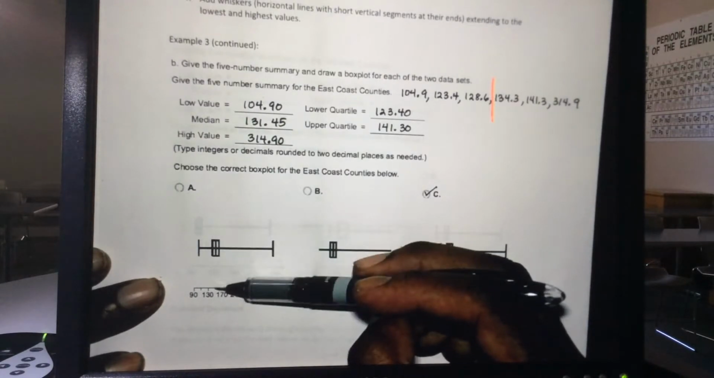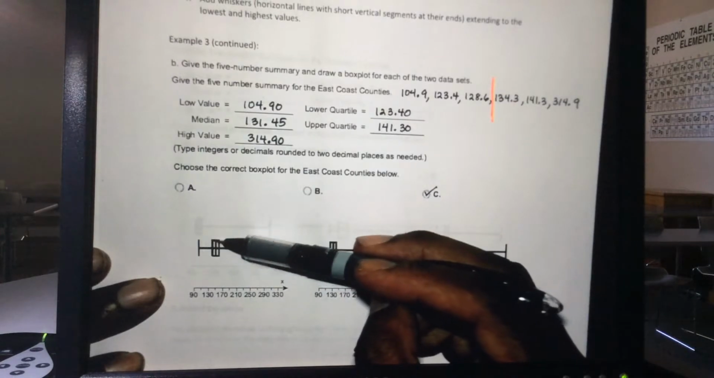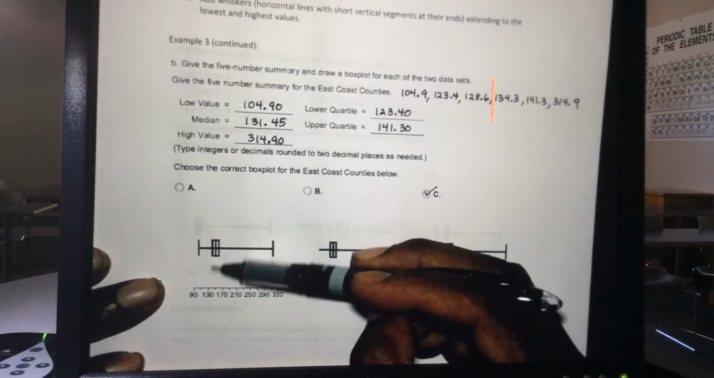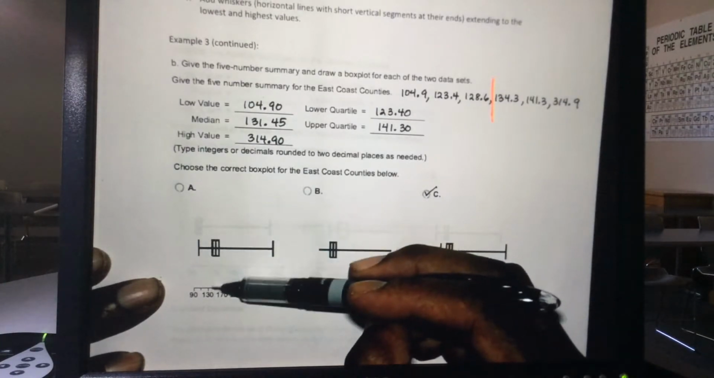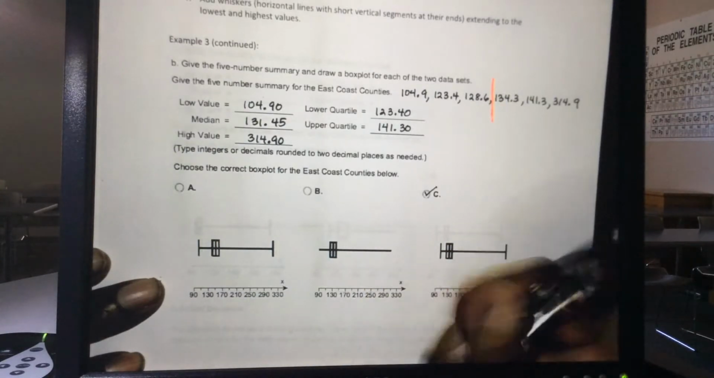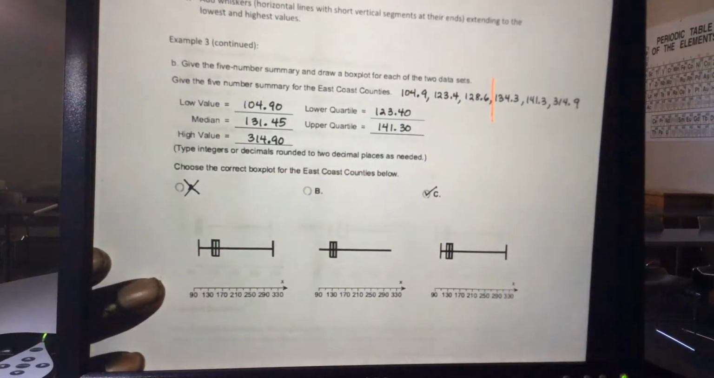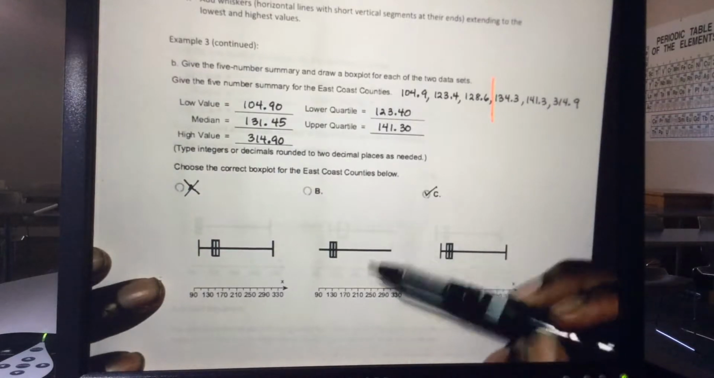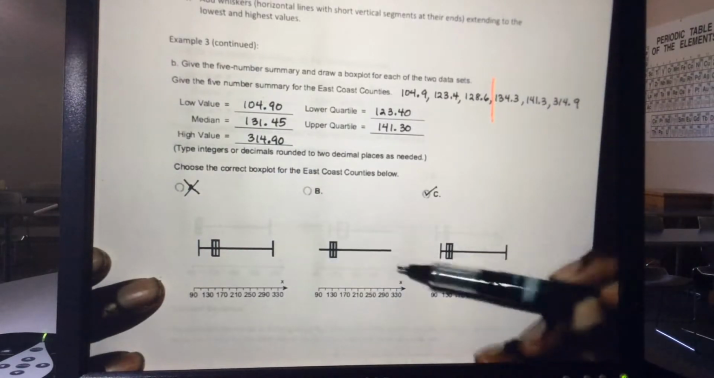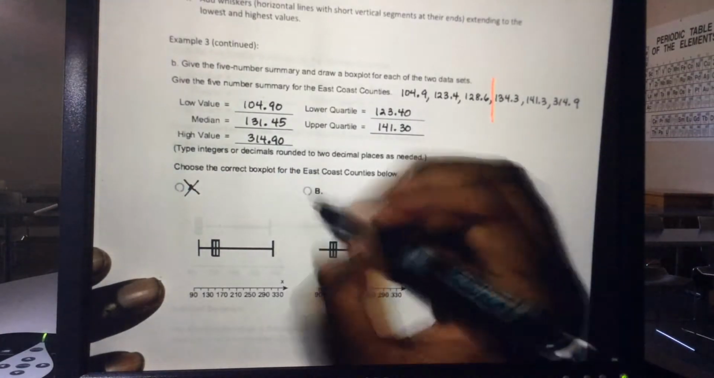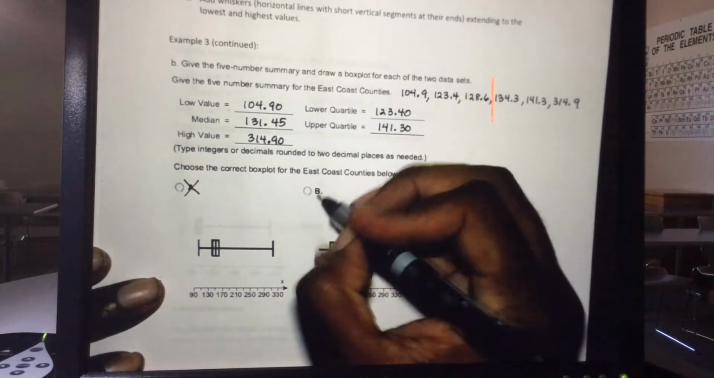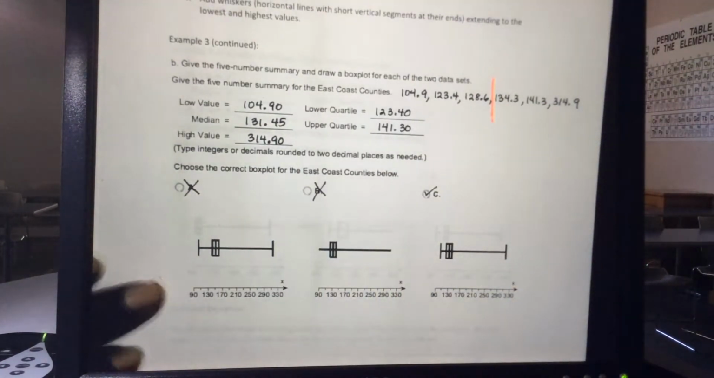I know it can't be A because the median is right here. And also that lower quartile is 123.40. This one has somewhere between 130 and 150. So A is out. And I notice that my lines are here in B, the highest and the lowest data value. So it can't be B, has to be C.